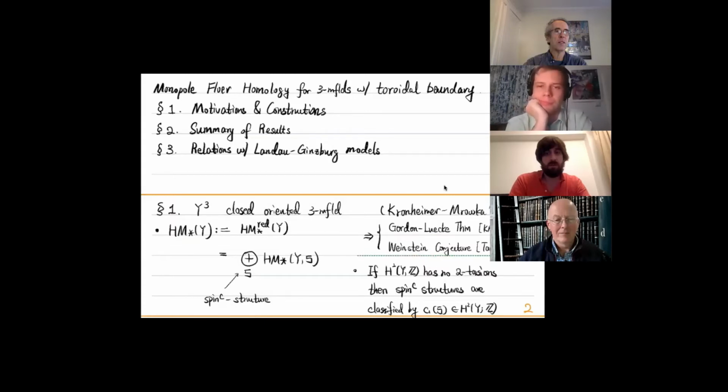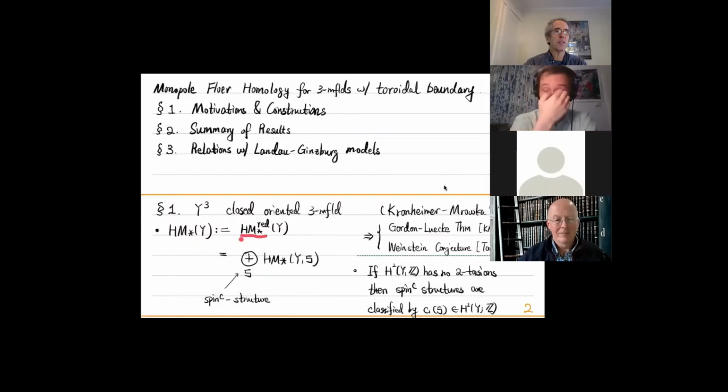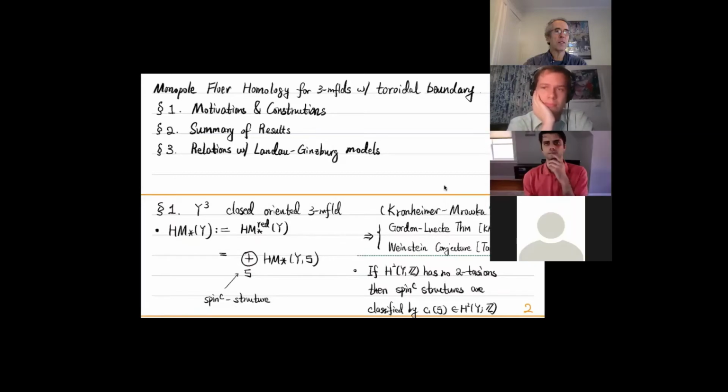So for the purpose of this talk, let us focus on the reduced version. This is always a finitely generated abelian group. It carries a natural homology grading, and it has another grading by spin^c structures. So you can always write it as a direct sum like this. I'm not going to tell you what spin^c structures are, but let me just say that if H^2 of Y has no 2-torsion, then the spin^c structures on the three-manifold are classified by their first Chern classes in H^2 of Y.